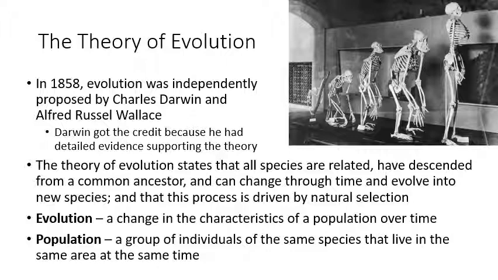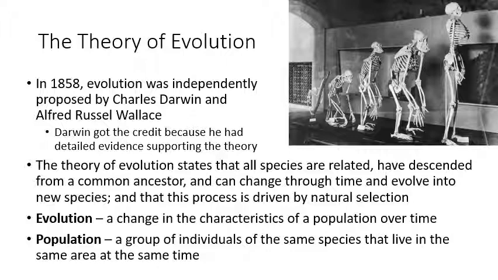Since then, evolution has been supported over and over again in experiment after experiment, in observation after observation. So there's a lot of evidence for it, and it is solidly a theory. The theory of evolution states basically that all species are related to each other by common descent, which means that they all share a common ancestor with each other, and that species are able to change through time and sometimes form new species, and that this process of change in species over time is driven by natural selection.